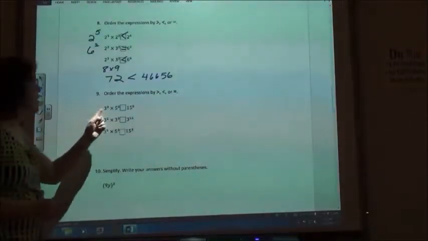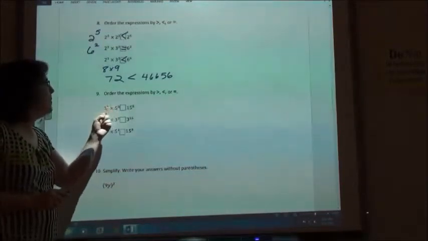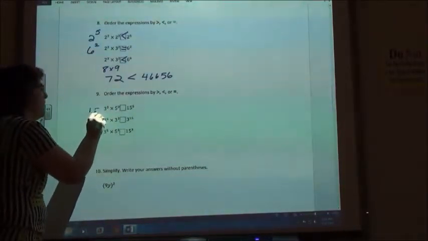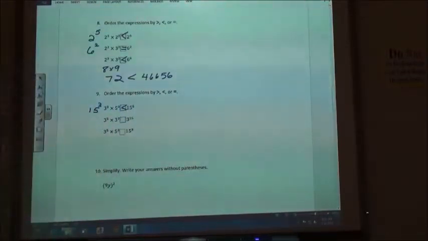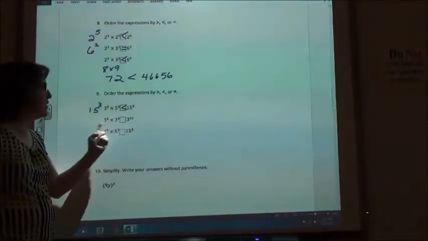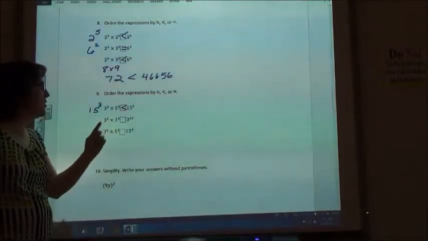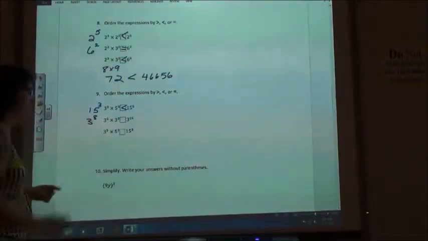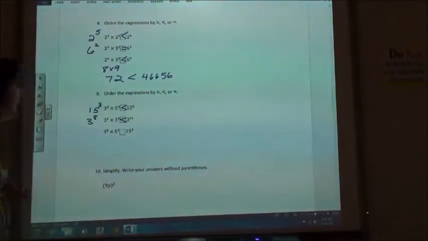The next one here, I've got 3 to the 3rd and 5 to the 3rd. My exponents are the same, so I multiply my bases. I would get 15 to the 3rd. 15 to the 3rd is going to be less than 15 to the 5th. On this one, my bases are the same. 3 to the 5th and 3 to the 3rd. If my bases are the same, I add my exponents, I get 3 to the 8th. 3 to the 8th compared to 3 to the 15th, going to be less than.